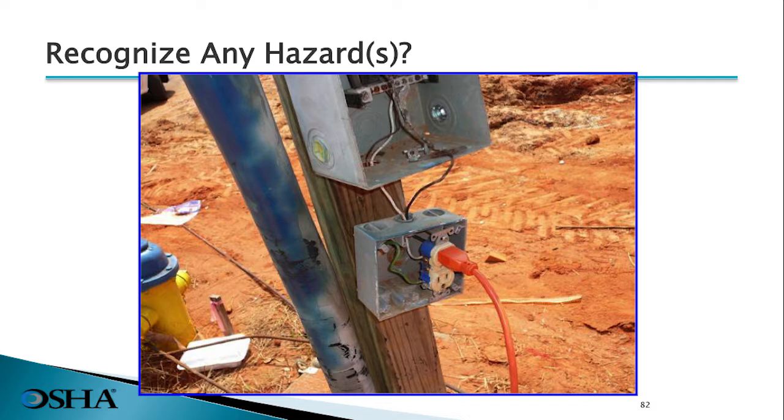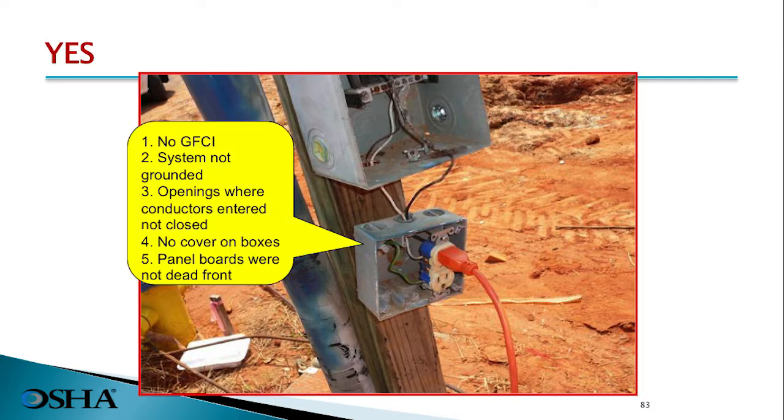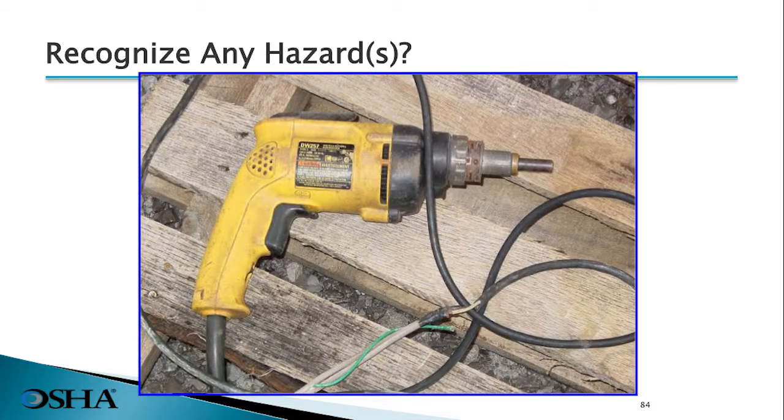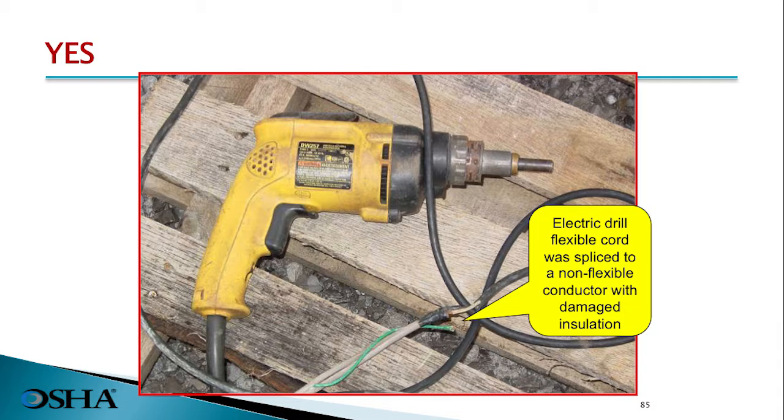Do you recognize any hazards on this job site? First, there's no GFCI. Second, the system is not properly grounded. Third, there are openings where conductors have entered and they are not closed, protecting the workers. Fourth, we're missing covers on the boxes. And fifth, panel boards were not dead front. Do you recognize any hazards with this equipment? The electric drill's cord was spliced to a non-flexible conductor with damaged insulation, creating an electrical hazard.